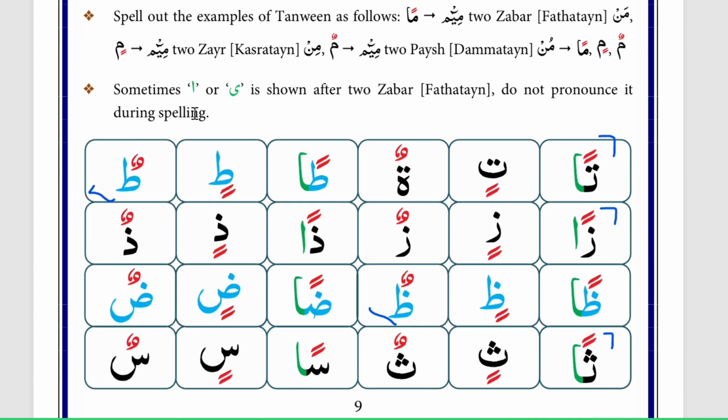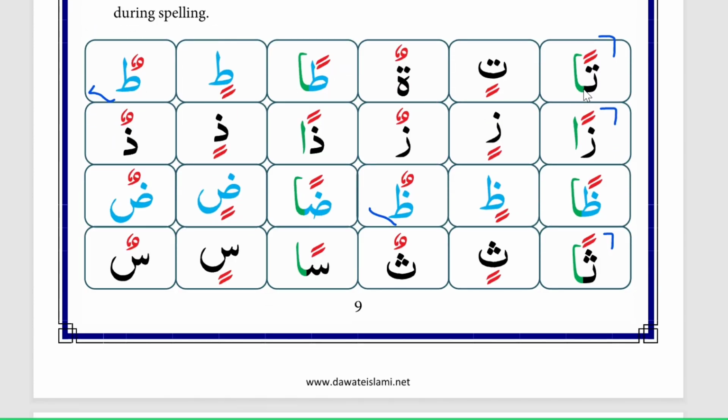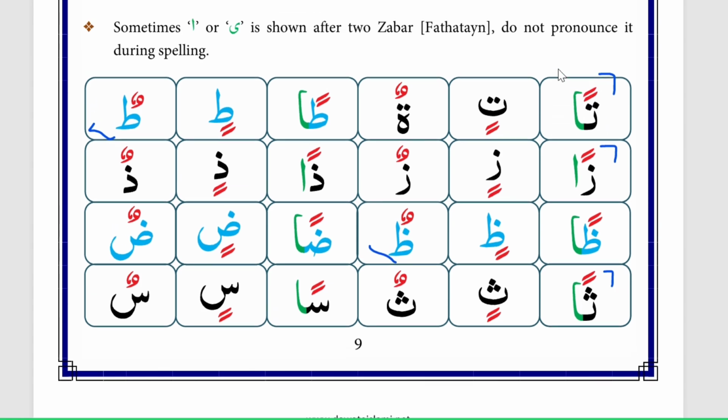Next point is, sometimes alif or ya is shown after two zabar. Don't pronounce it during spelling. For example, here you can see alif is shown after two zabar, but while spelling this letter, you will not pronounce this alif. You will not pronounce it like ta alif zabar ta, which is wrong. Pronounce it like ta do zabar tan. Alif will not be spelled while pronouncing this letter.